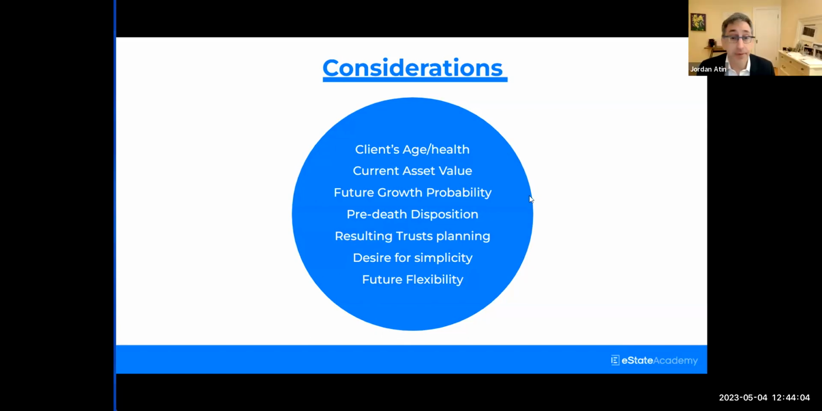Right. The future growth probability is also important. If they say, yes, I just incorporated a company, it's only got 50 grand in it, but I'm expecting that to grow, that's obviously a date of death savings evaluation. And so if it's likely going to grow between now and death, well, that's another reason to do it.